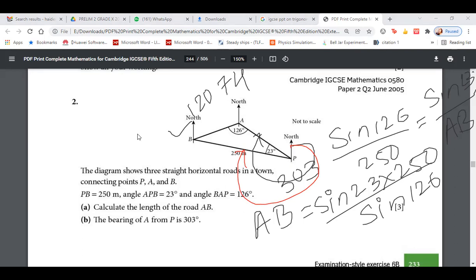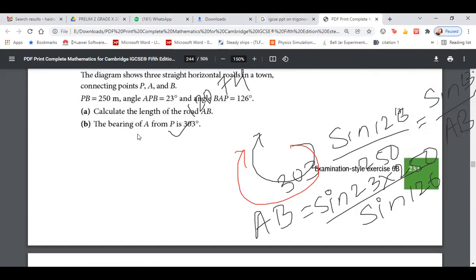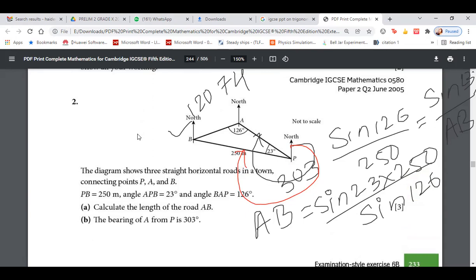The next thing they have asked us is A from B. They want A from B. First see where from is: from is at B, and from B we have to go to A. If you want to go from B to A, you go clockwise, like this. That means you need to find this particular angle over here. Now tell me, how are you going to find this angle?